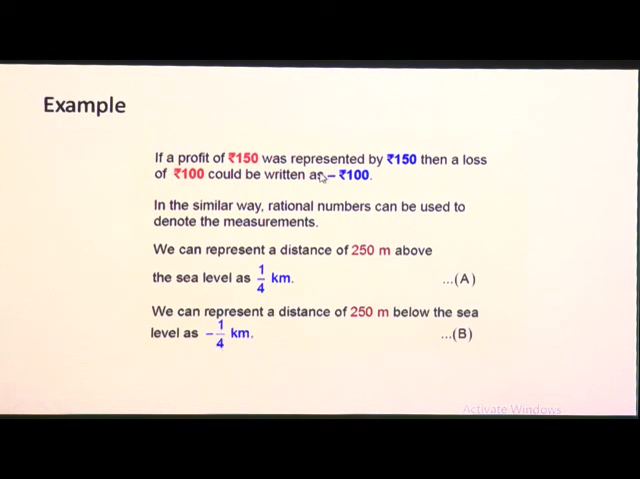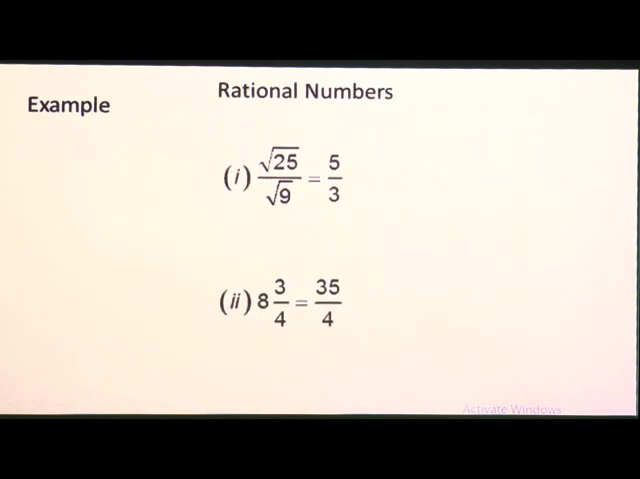Here we took the example with whole numbers, which was given as 150 rupees, a profit, and 100 rupees was a loss, which we wrote in the form of integers, minus 100 and plus 150. Here we are writing 1/4. Can we write it as minus 1/4 kilometer when it is below sea level? We will confirm this, find out how to solve it, and see how to represent this number on a number line.